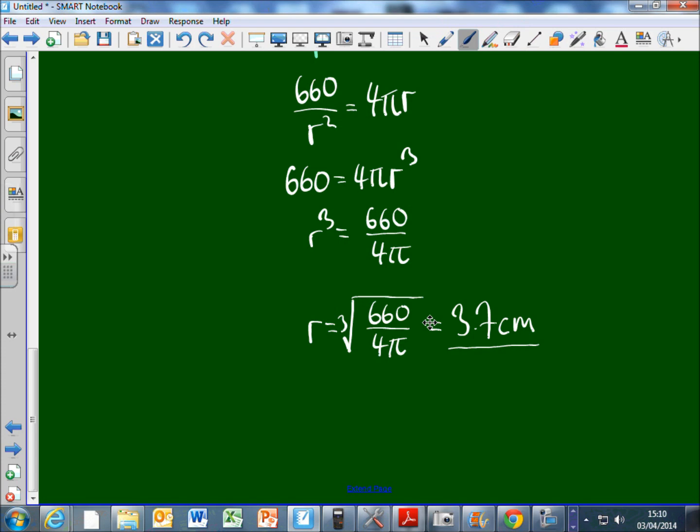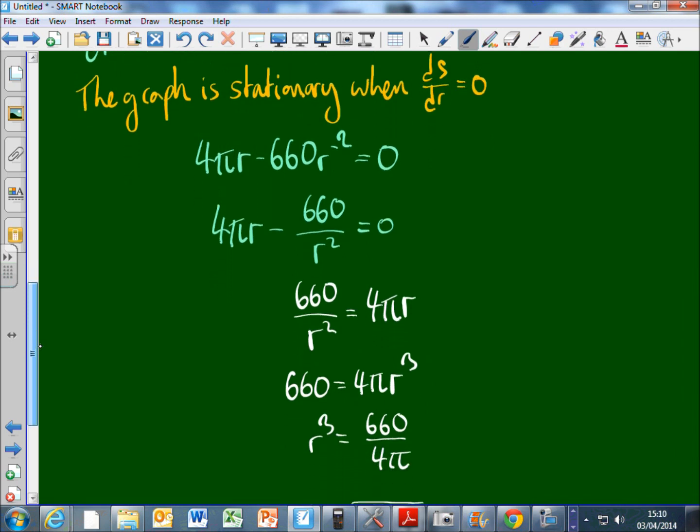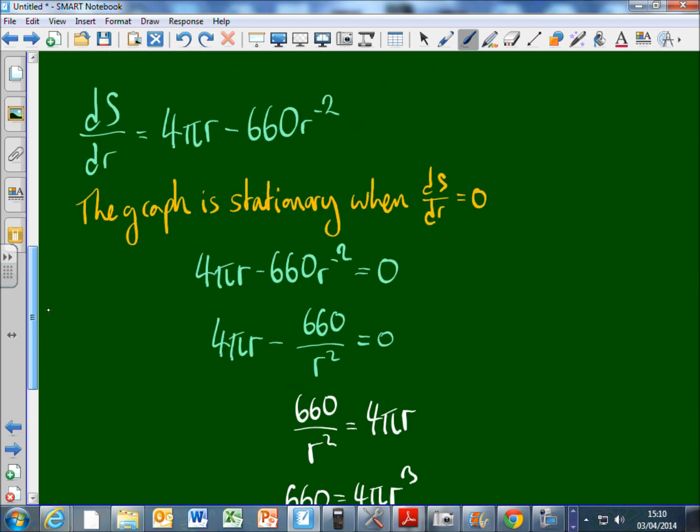Okay. So what we've actually found out now is there's a value of r that makes the gradient 0. Okay, and it's 3.7 centimeters. So that means that this value of r either makes it a maximum value or a minimum value. Okay, so then remember how we can check which one's which. You differentiate again. Okay, and if it's a positive value, then it's a minimum. So I've just got to differentiate this again.